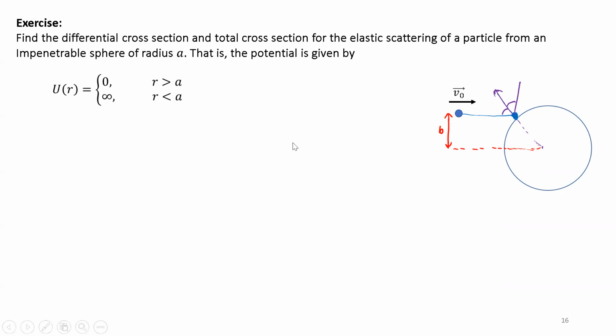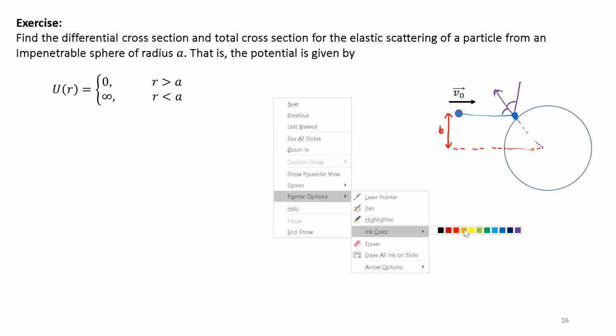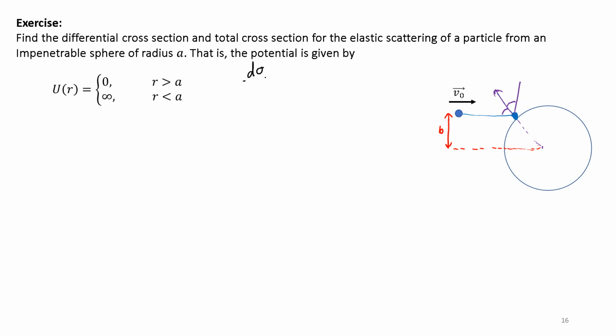Okay, so let's work on this last example problem, and then we'll move on to the next chapter. Well, differential scattering cross section, right? So again, we are going to use the same formula. The goal is to find the relation between the impact parameter and the scattering angle. Then we should be able to work this out.